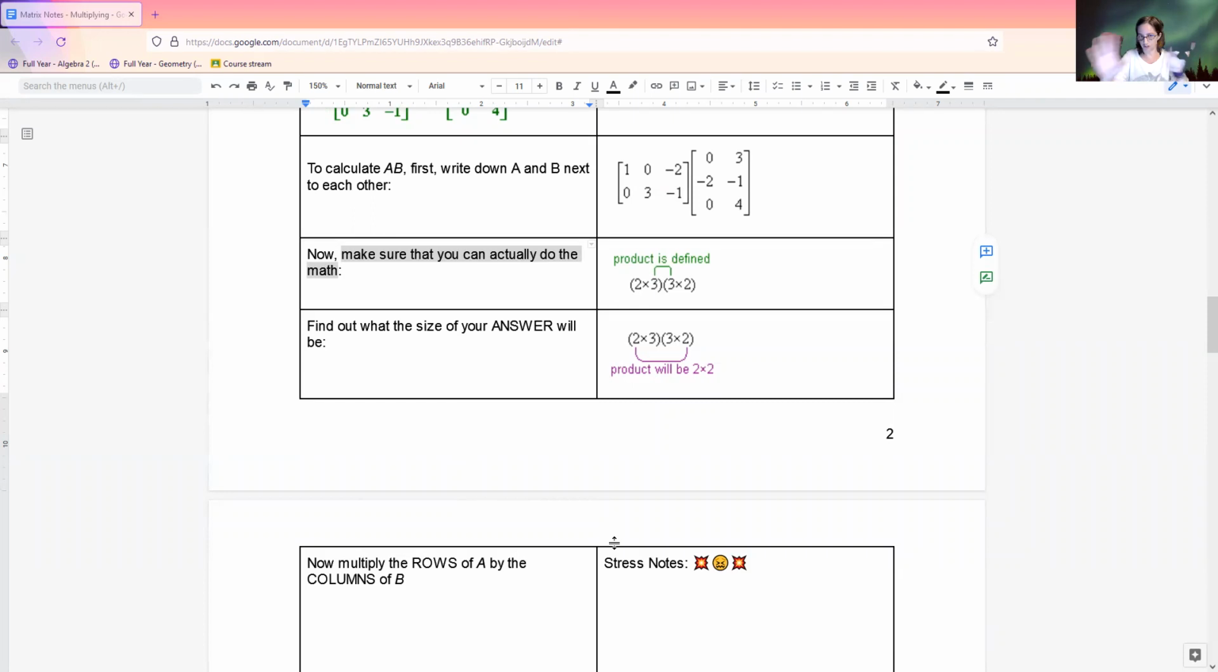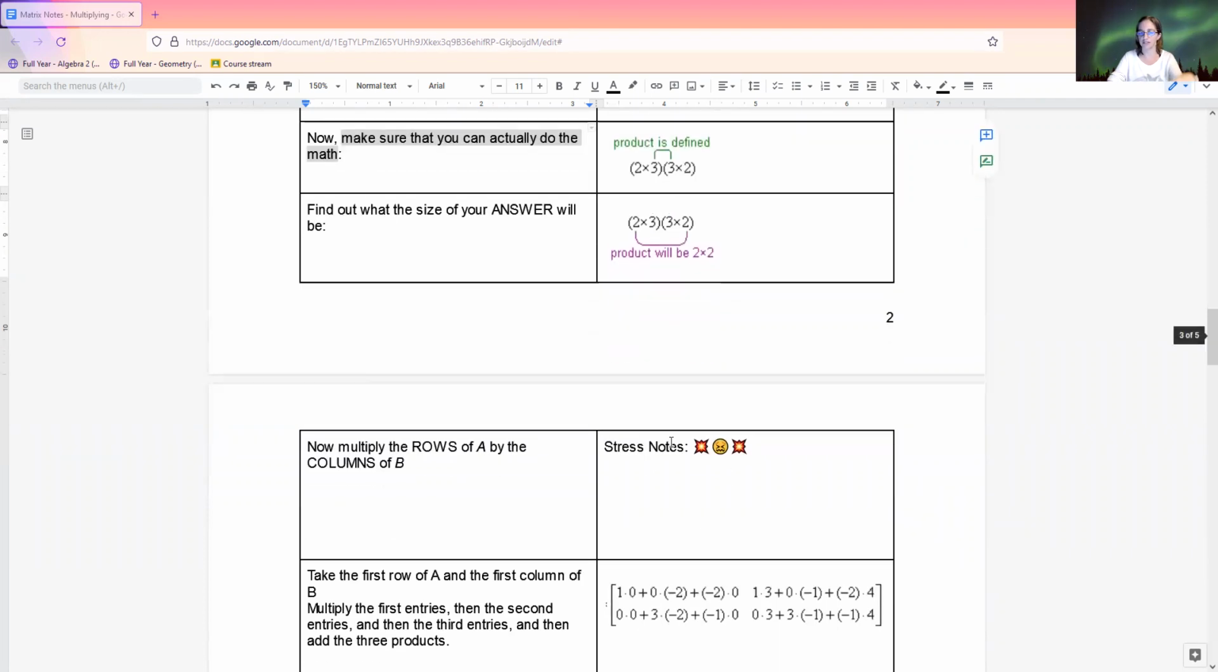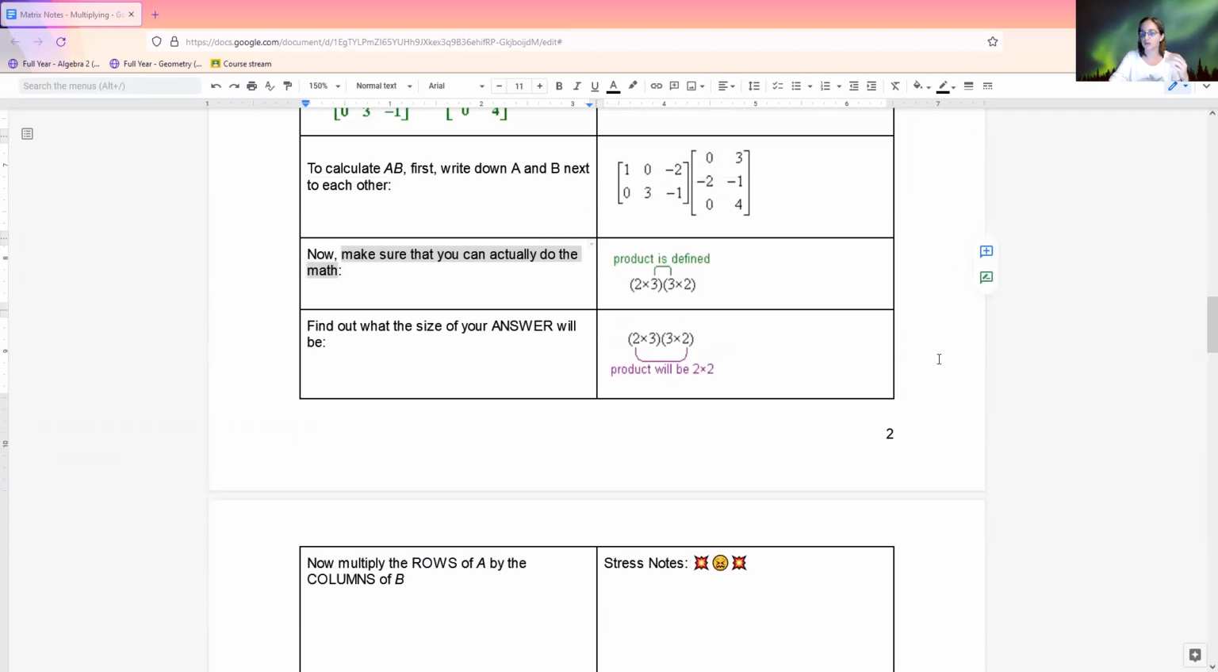Here are your stress notes. It's okay. I got you. I put every single step in here, so it's okay. So I'm going to rewrite these matrices so that when I scroll down, you can still see the original ones. I'm going to grab my pen tool and write A is 1, 0, -2, 0, 3, -1. And then I'm multiplying by 0, 3, -2, -1, 0, 4. Okay, I'm going to scroll down.